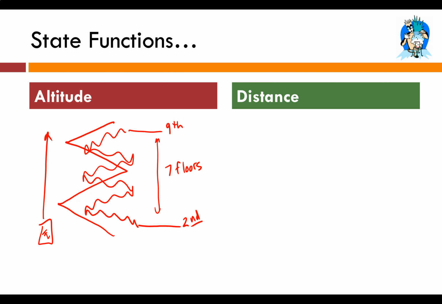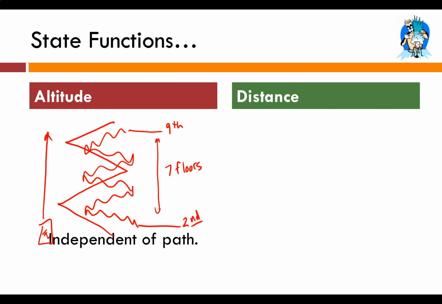So whether it was all stairs, all escalator, somehow all elevator, the change in altitude is the same. We would say that altitude is independent of path, meaning it doesn't matter how you got from the 2nd to the 9th floor, whether it's stairs, escalator, elevator, etc. All that matters is where you started and where you ended. How you got there is not important.